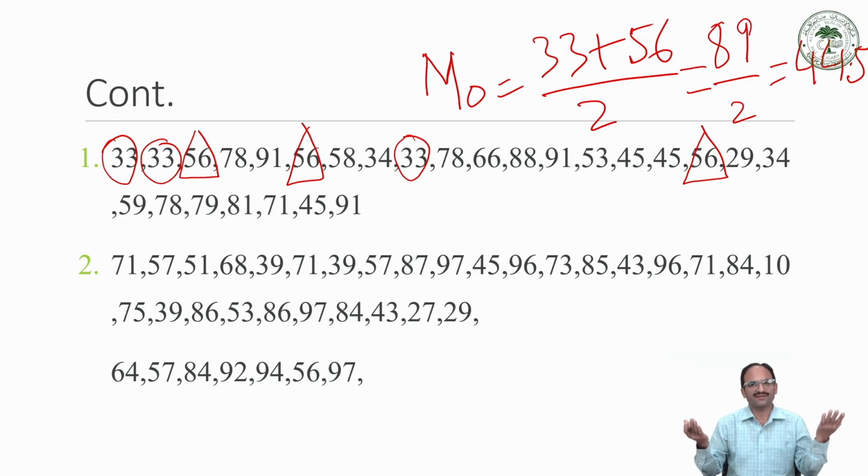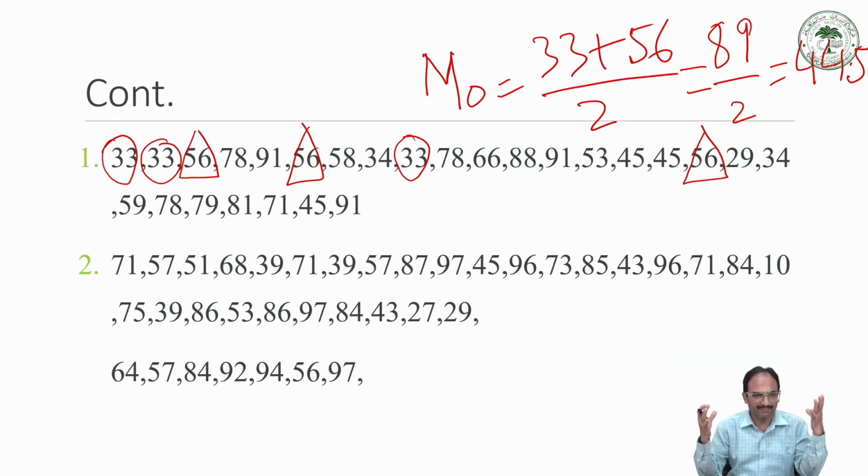And again, this is a case of bimodal distribution. Why a bimodal distribution? Because two numbers are repeating themselves the same number of times, and they are 33 and 56. And in order to find out the mode, we have got the mean of 33 and 56, and finally we have got 44.5. Now let's come to the last example.